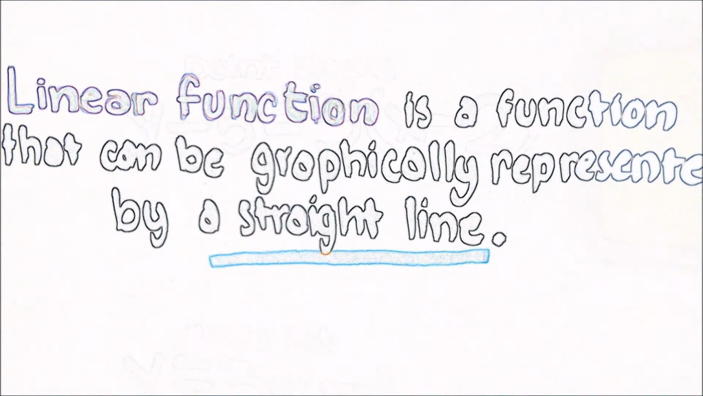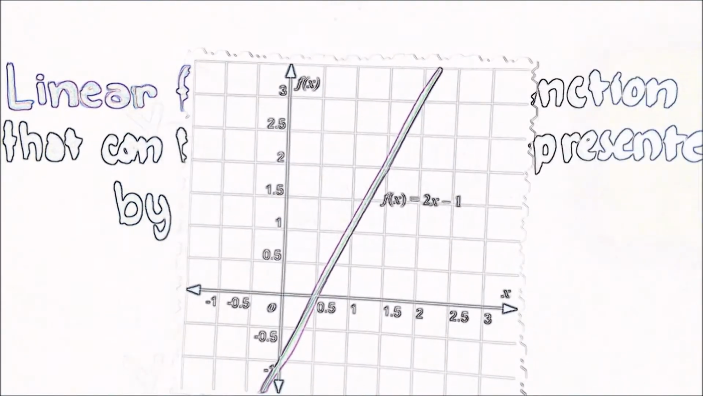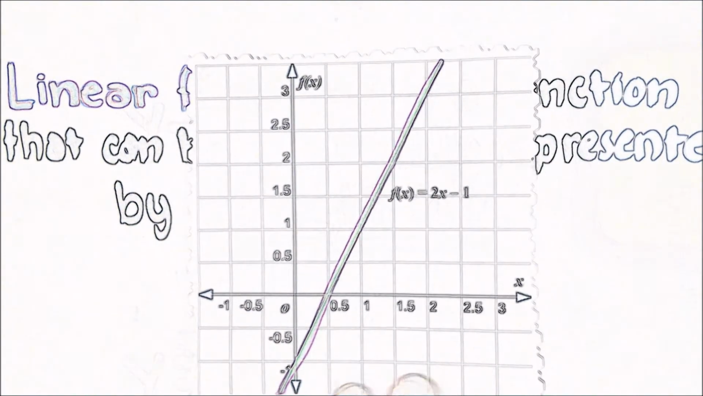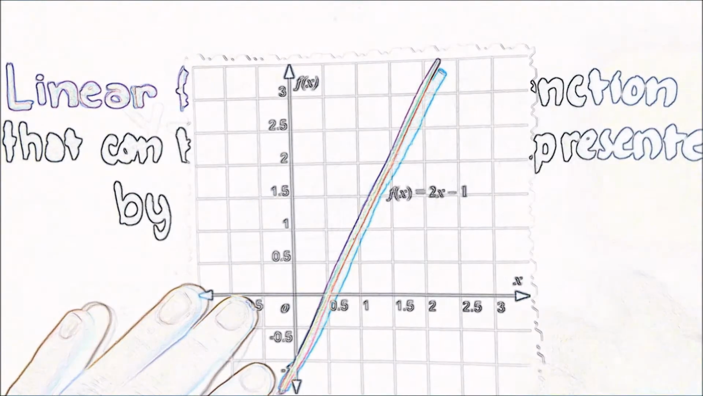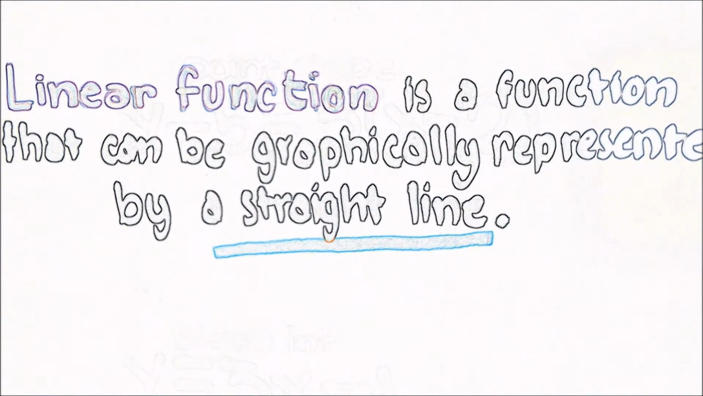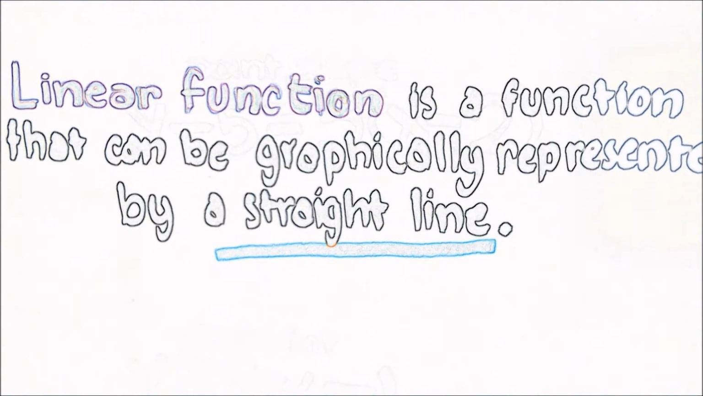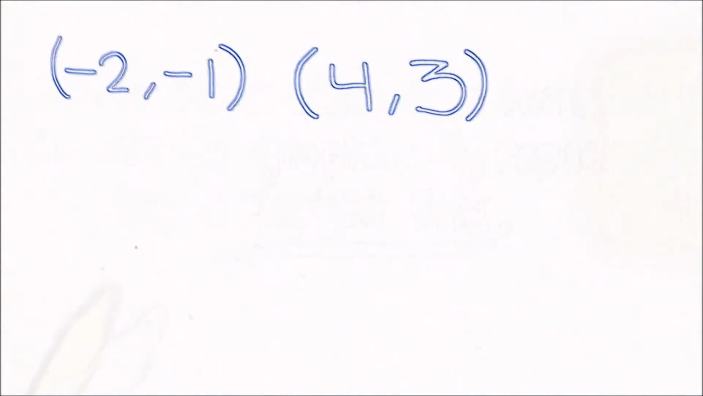For example, here, you can tell it is a linear function because a straight line is graphed. Now that we have that clear, we can go on. With a linear function, we can also find the slope. How, you might ask me?